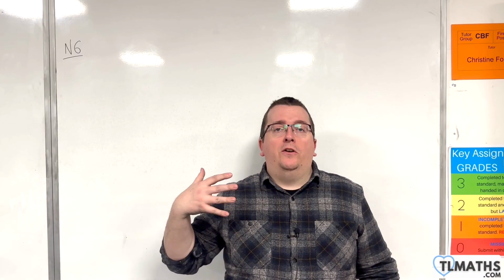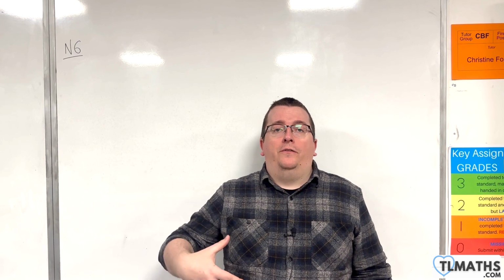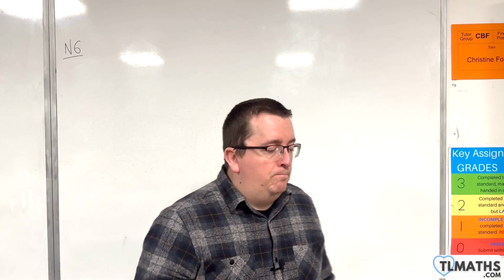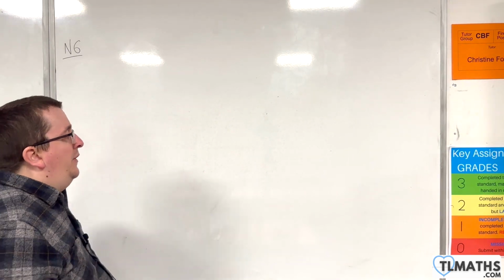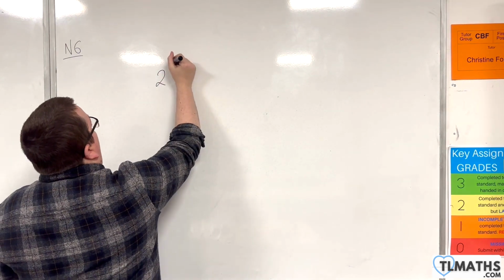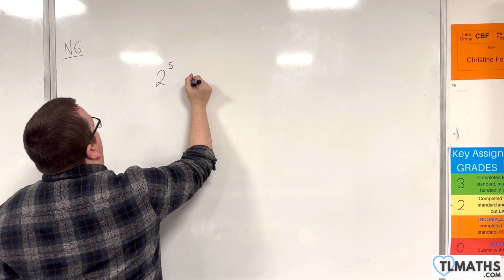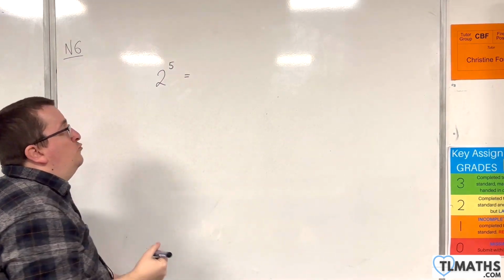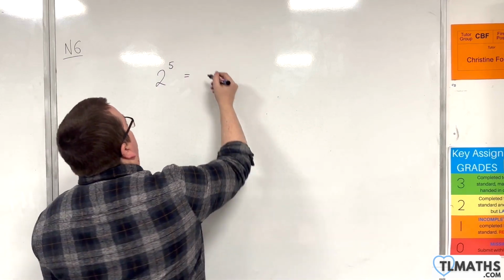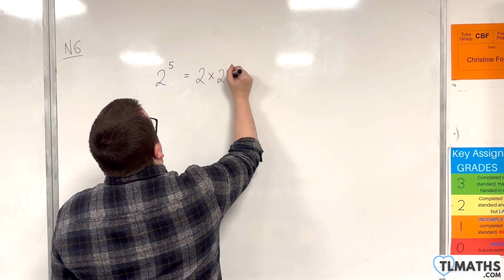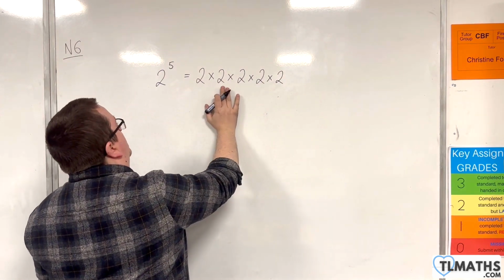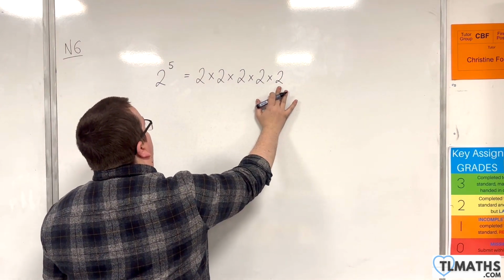In this video, we're going to be looking at higher powers of specifically 2, 3, 4 and 5. So let's say I wanted to work out what 2 to the power of 5 was. Okay, so what I need to do is recognise that that is 2 multiplied by itself 5 times. So we would have 2 times 2 times 2 times 2 times 2.